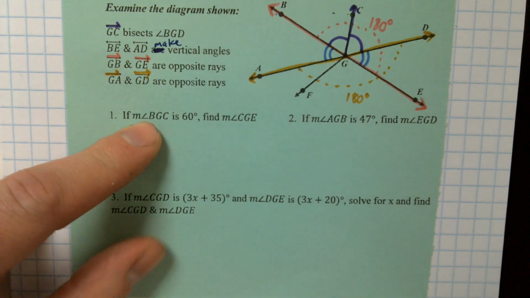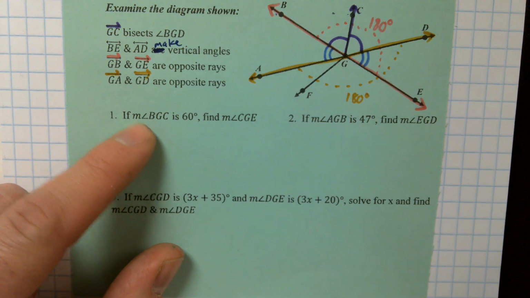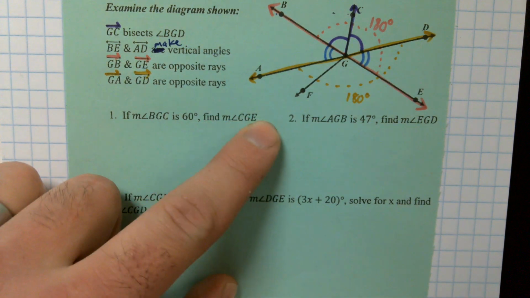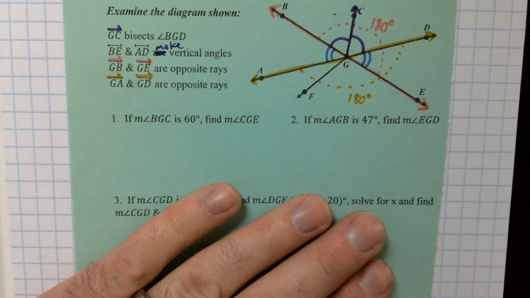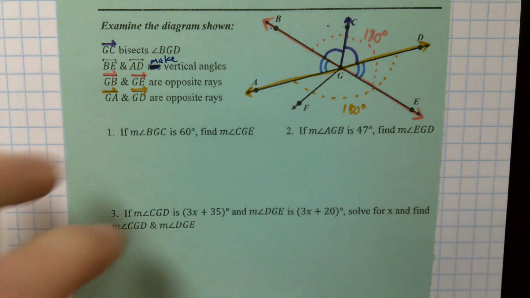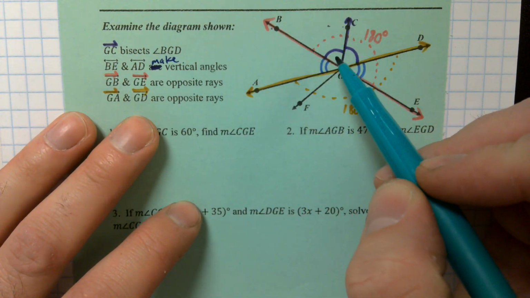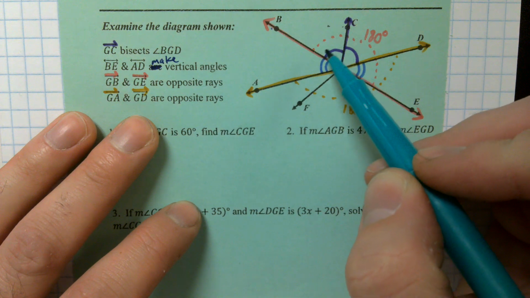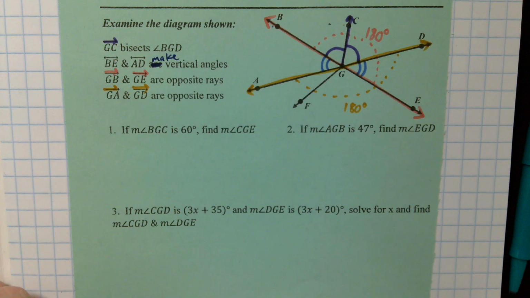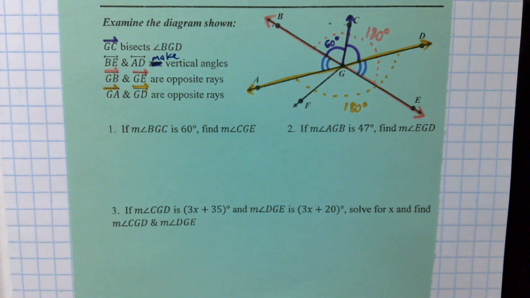Number 1 says, if the measure of angle, that's what this M with that little thing means, is measure of angle. If the measure of angle BGC is 60, find the measure of angle CGE. Well, let's find where BGC is first. How can I find where BGC is? Just look at the points, right? Here's B, there's G, there's C, which means this little purple angle marker is BGC. So that, I know, is 60 degrees, because it tells me that.